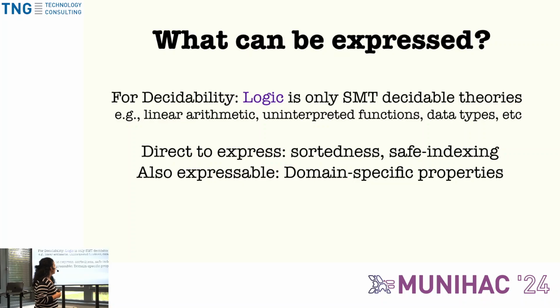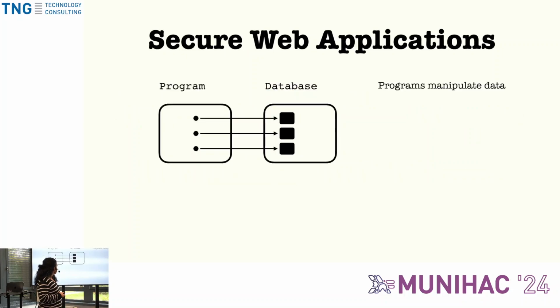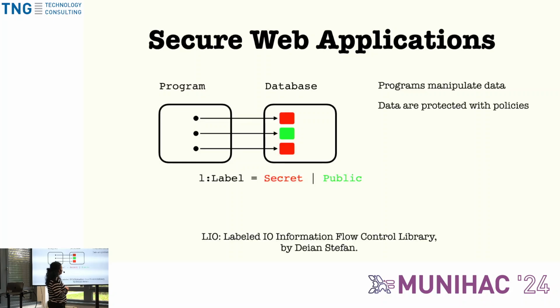But you can also use Liquid Haskell to express domain-specific properties, what we saw as deep verification. And a domain-specific property that I have worked a lot on is web security. I'm going to give an example here. I have a program. The program manipulates data from a database. And these data are protected with policies. For example, we have the secret data and the public data.